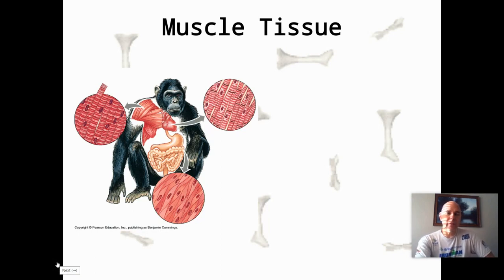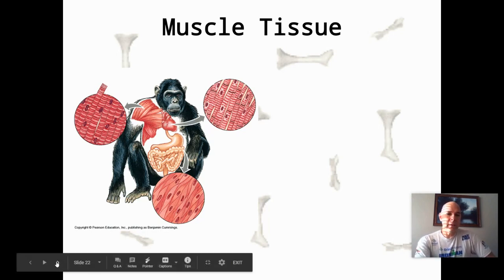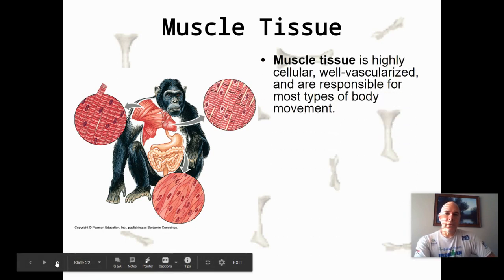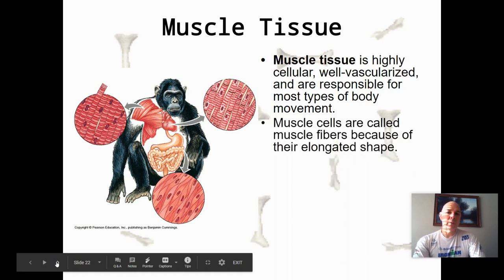This is a quick review from our last class, but just a good reminder of some of the characteristics of muscle tissue. So muscle tissue, remember, is highly cellular, which means it is made primarily of cells. There's not much, if any, extracellular matrix, unlike connective tissue. It's well vascularized, which means it has a very good blood supply. And as you know, it is responsible for most different types of body movement, whether it's actual physical movement from one place to another or moving materials throughout the body. Muscle tissue does that for us.